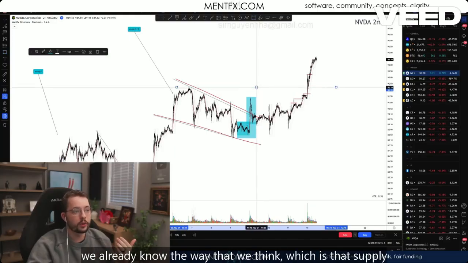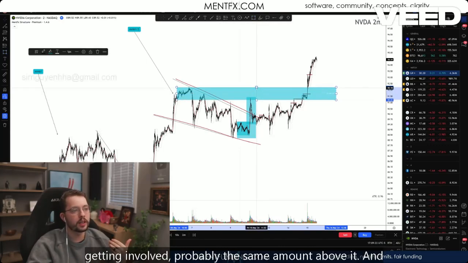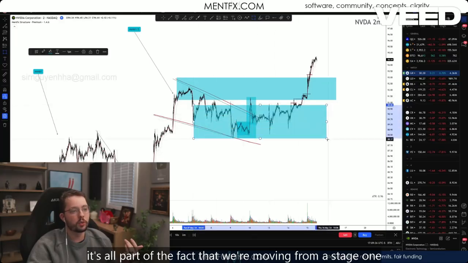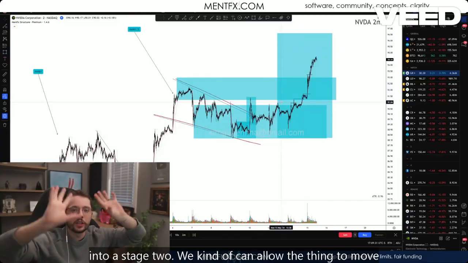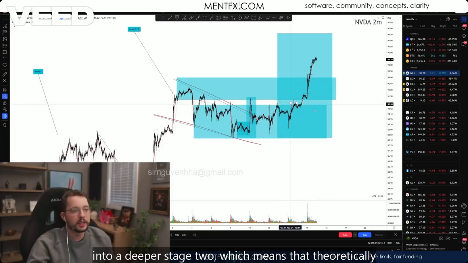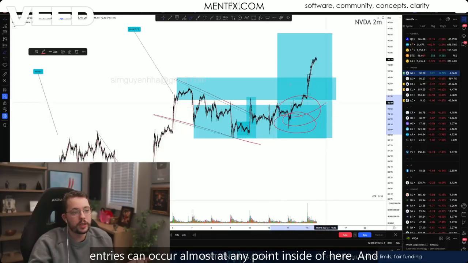But we already know the way that we think, which is that supply is getting involved throughout all of this. Supply is getting involved probably the same amount above it. And it's all part of the fact that we're moving from a stage 1 into a stage 2. So we have the true space to move into a stage 2. We can allow the thing to move into a deeper stage 2, which means that theoretically entries can occur almost at any point inside of here.